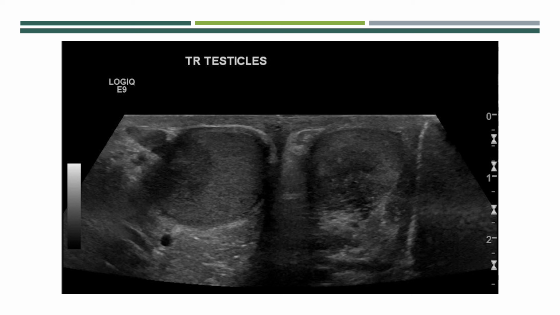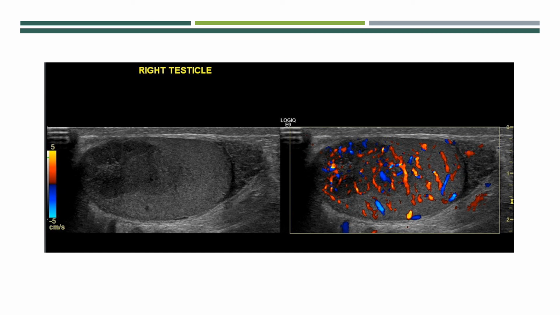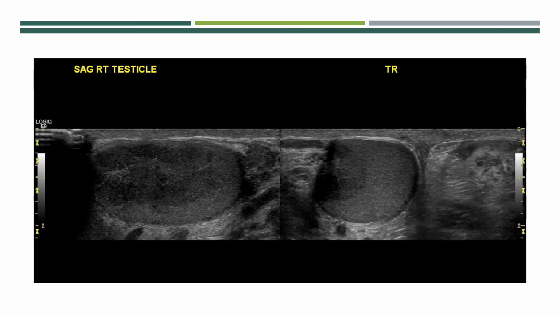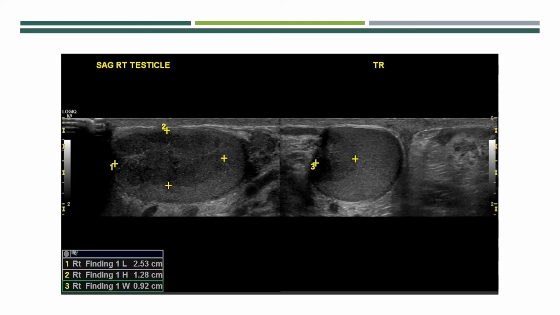Immediately by looking at this image, we can recognize that these are not the homogeneous testicles that we are used to seeing. There are hypoechoic areas bilaterally. Starting with the right testicle, we can see this irregular hypoechoic area surrounds a more echogenic portion, which is the mediastinum testis. This mass is well vascularized, as is the rest of the testicle. Here we can see the hypoechoic region extends along the entirety of the mediastinum testis. The mass measures 2.5 by 1.3 by 0.9 centimeters.